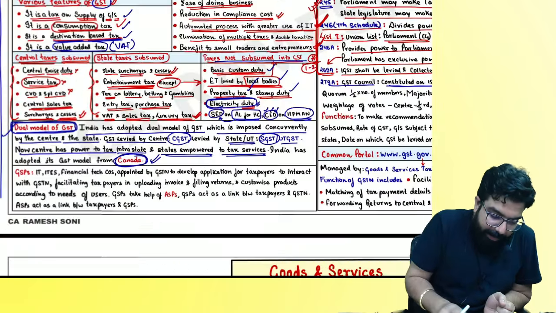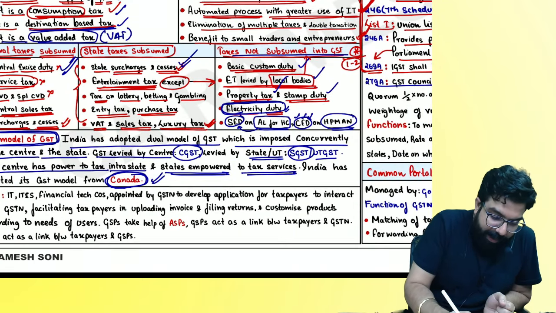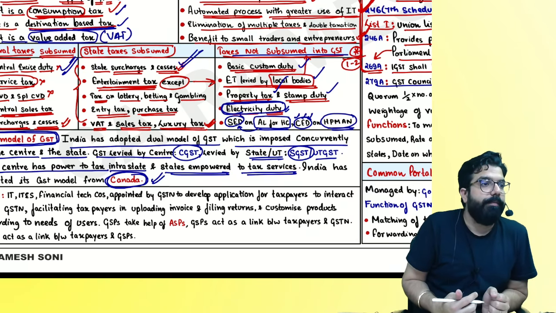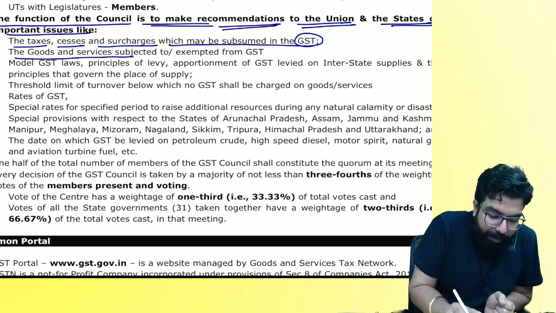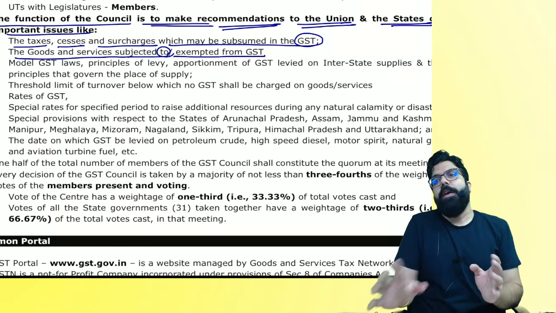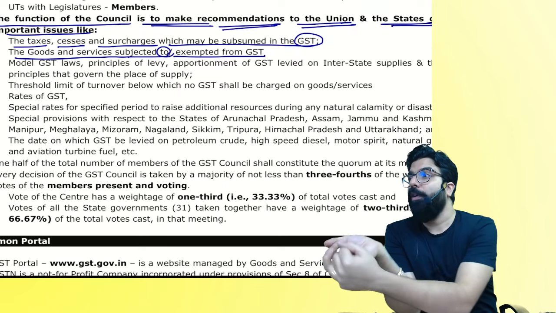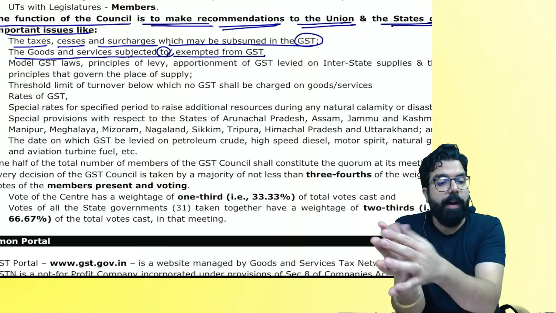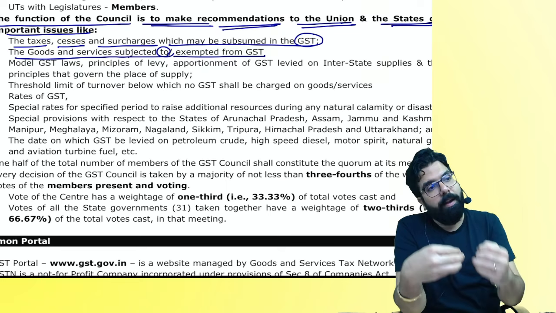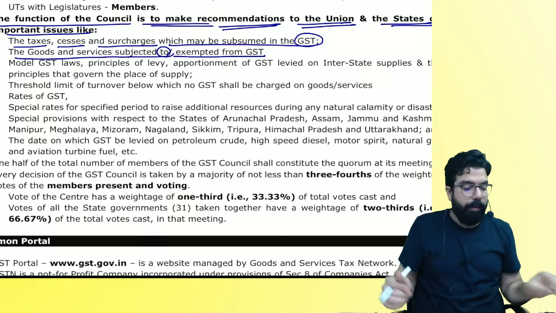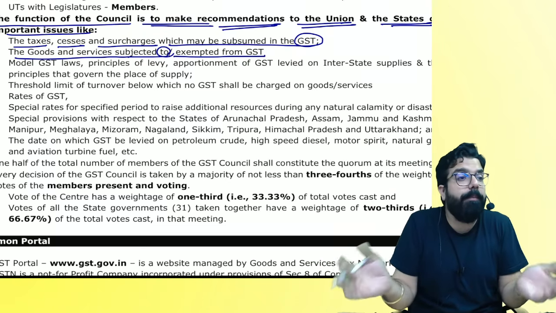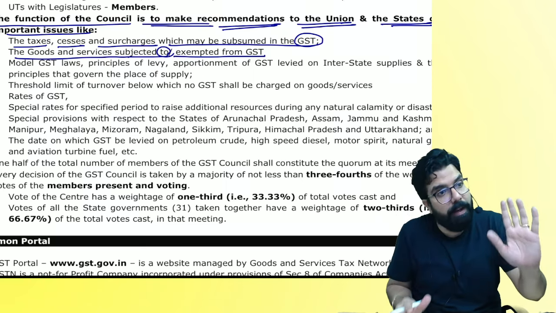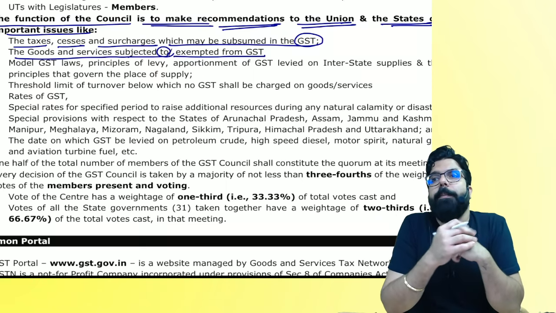People, tell me one thing. Which taxes will go? Which state taxes will go? Who told this? GST Council. Are we clear, everyone? Goods and services which are subject to GST and which are exempted from GST. On what item GST will come? On what item GST will not come? Who will tell this? GST Council. Next. Sir, mobile pays 18%. Milk, no GST. Who told that milk will not pay GST? GST Council.